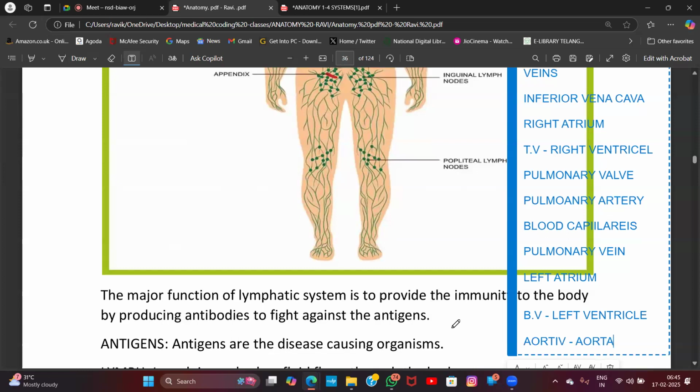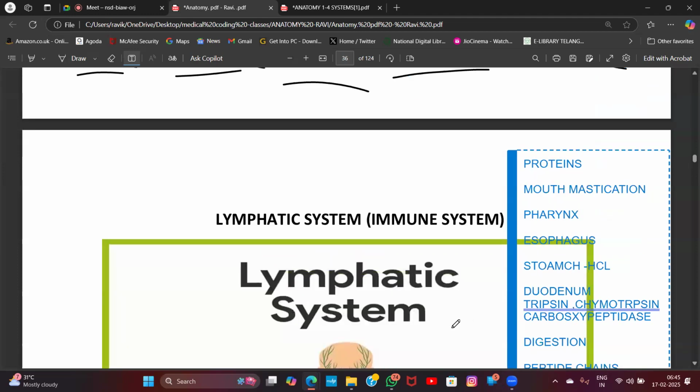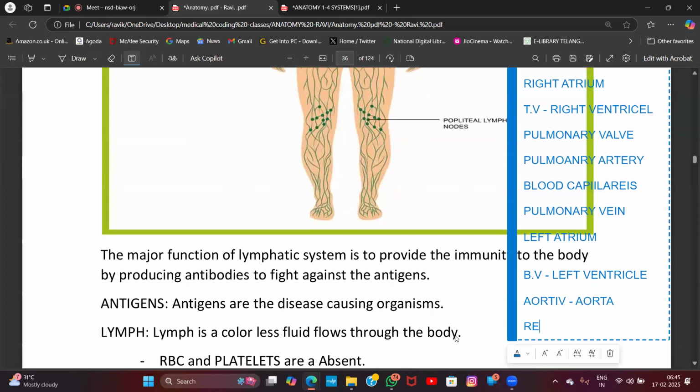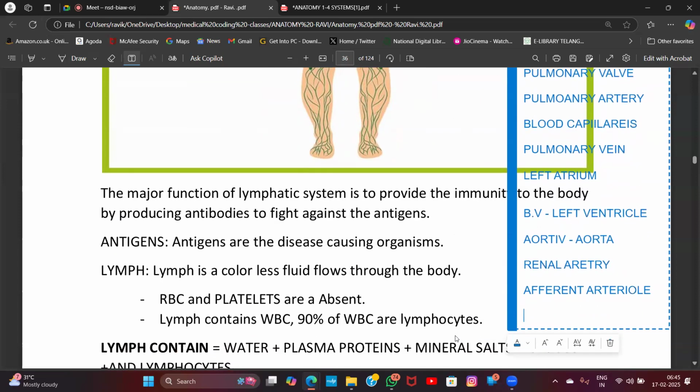Aorta to which artery? I'm talking about the urea, the waste material. Which artery? Renal artery. It goes to the renal artery, to the afferent arteriole, and the urea goes to the nephron. In the nephron, the first structure is the capillary-like structure called the glomerulus. Glomerulus leads to Bowman's capsule.